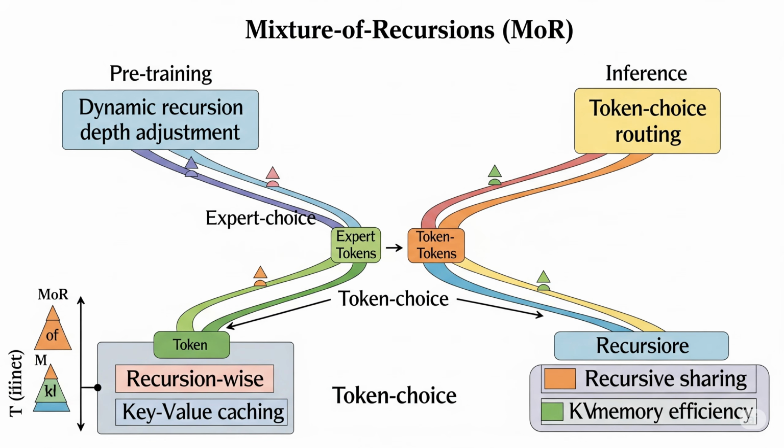And does this advantage hold up as you scale the models bigger? Or does MoR maybe lose its edge at larger sizes? It seems to hold up remarkably well. MoR consistently did better than the recursive baselines across all the sizes they tested, from 135 million up to 1.7 billion parameters, and across different compute budgets, too.